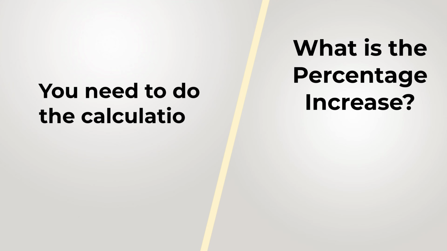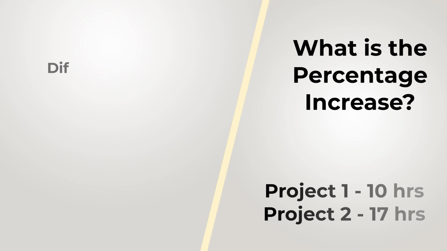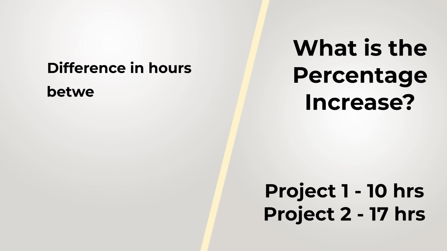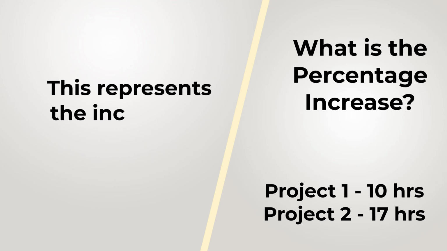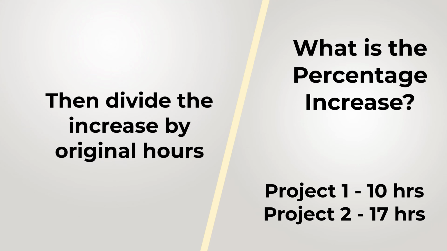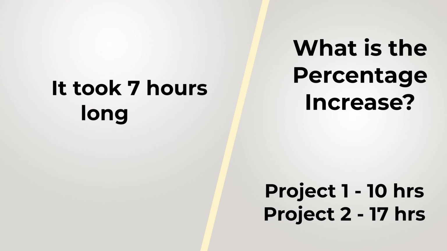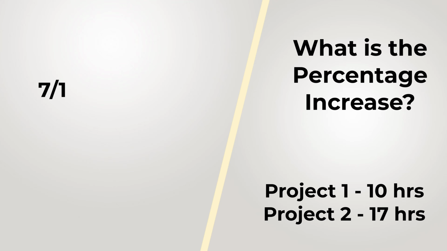To calculate percentage increase, you need to do the calculations. First, you need to determine the increase in hours. To do that, you need to subtract project 1 hours from project 2 hours. To do this, you need to do 17 minus 10, and the result would be equal to 7 hours. This represents the increase in hours between 2 projects. In the next step, you need to divide the increase by original hours. Since original hours were 10 hours and increase is 7 hours, you need to divide 7 by 10. And as a last step, you need to multiply it by 100%.